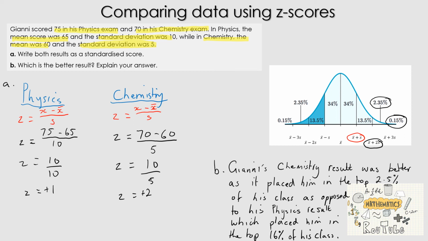Like I said before, just because the physics exam result was higher doesn't mean that that result is actually better in relation to the rest of the class. We can see chemistry has a higher z-score, which indicates, in this case, that Gianni placed himself in the top 2.5%, as opposed to being in the top 16%, which is a z-score of 1 for physics.